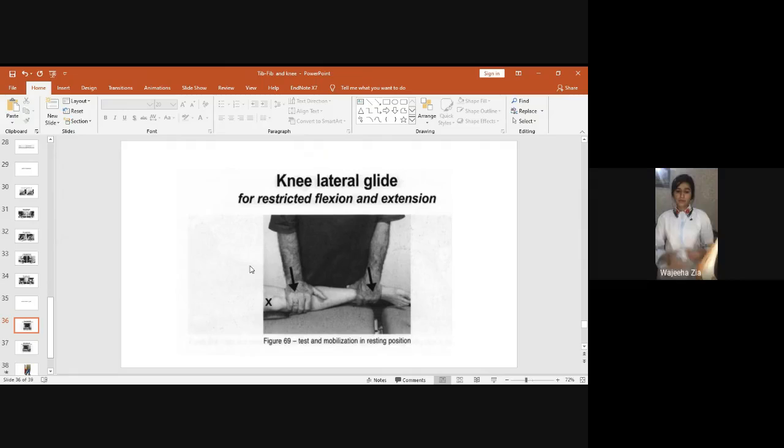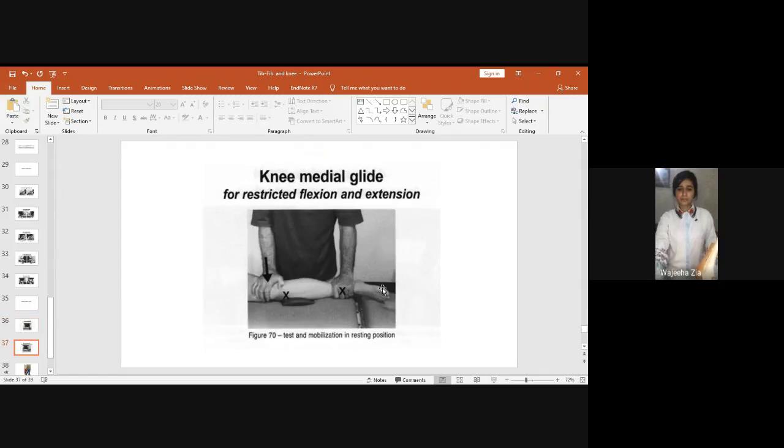approach from the medial side. Femur is stabilized with the help of towel. You can see here is a towel. Femur is stabilized. The leg must be in the sideline position. A patient must be in the sideline position. So hold the tibia proximal and the distal end and apply a lateral glide with coordination.